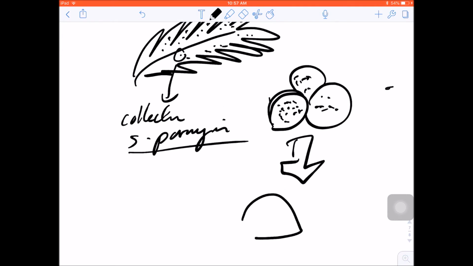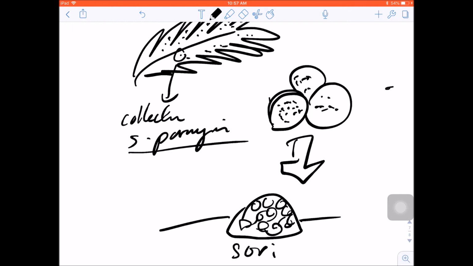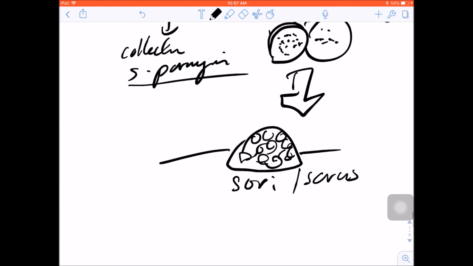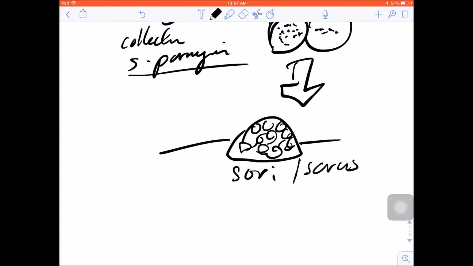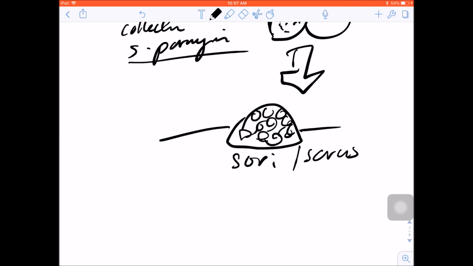Make these little mounds full of sporangia at the base of the leaf. And this is called a sori, or a sorus. And something really important to note in the structure of these sori are whether or not they have coverings of very specialized tissue to protect them. These are called indusia.